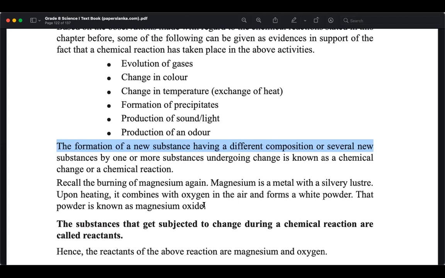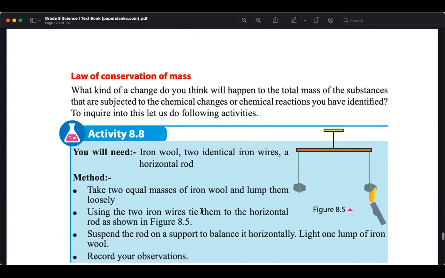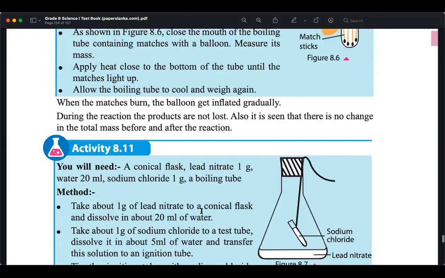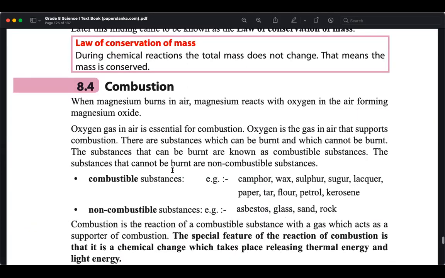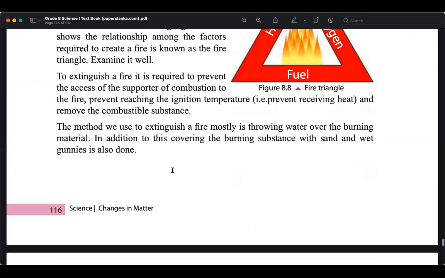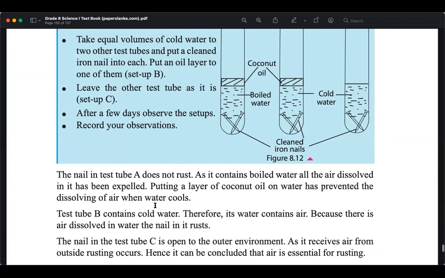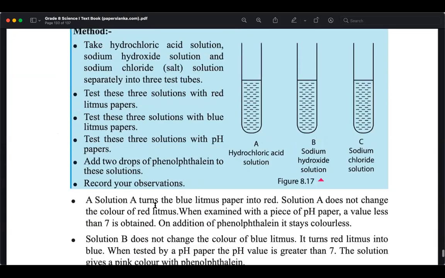Okay, these things we have now learned. Now we need to learn the law of conservation of mass, so that we need to discuss. And what else? Combustion is also there. Fire triangle. Yes, there are things to discuss. I think we can do that next day, right? Yes, let's discuss that part next day. This is a long lesson.